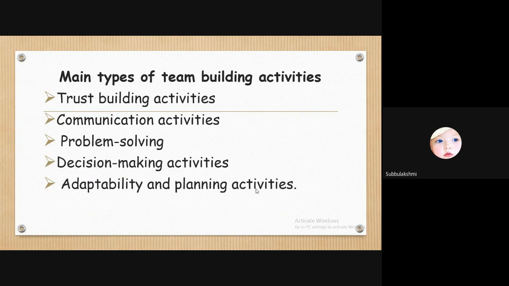So we have a few main types of team building activities: trust building, communication, problem solving, decision making, and adaptability. Based on what they are going to achieve, activities need to be designed so that they gain knowledge at the same time. They do it in a very casual way, not in a very serious manner. It is done through activities. It is a casual way of learning, and we make them understand this. Next, ma'am.